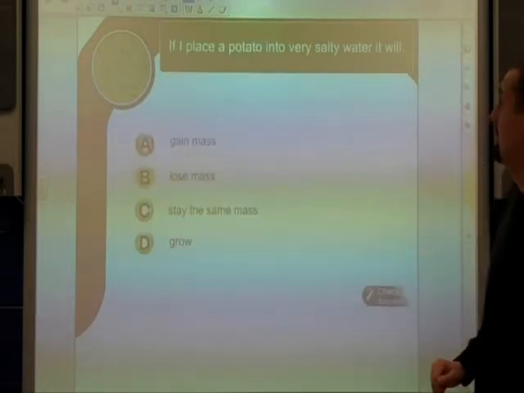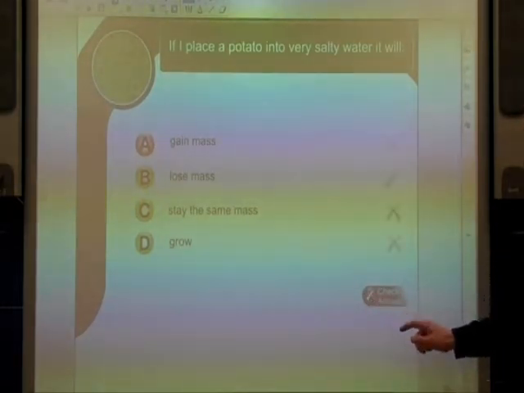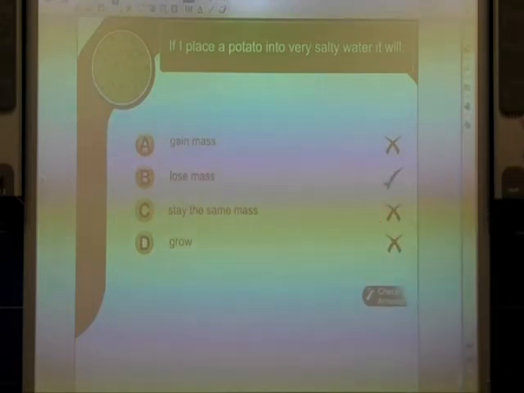So if you put a potato in very salty water, it will gain mass, lose mass, stay the same, or grow. In this case, lose mass.